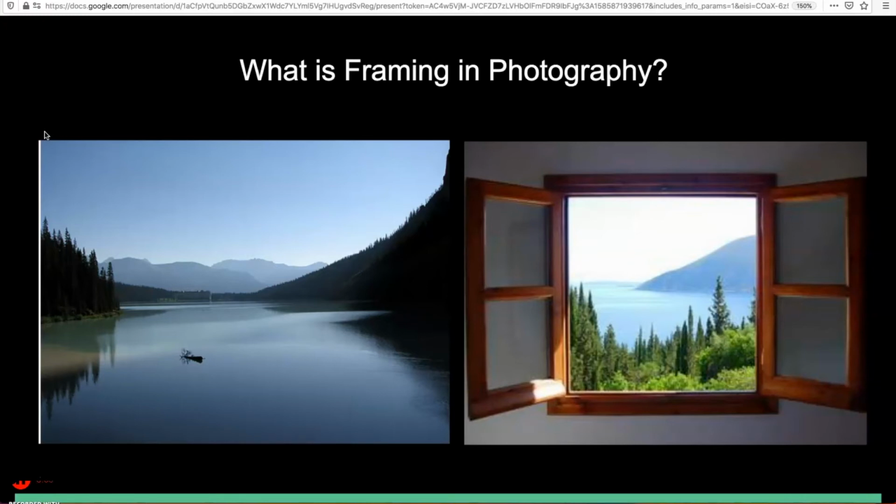So for the picture on the right, you have this kind of beautiful view of a lake with trees, but it's framed by a window that you're looking through. The one on the left is kind of a boat in a lake, but it's framed by these really bold, black, foresty kind of shapes. So it's almost framed out in a kind of triangular shape by those trees. So it's just that idea of you have a subject, but there's something around it that's bringing your focus in.